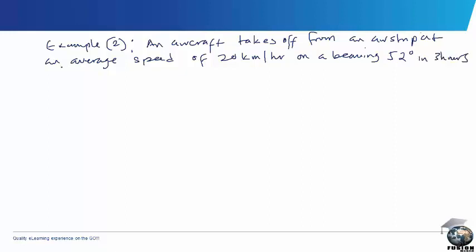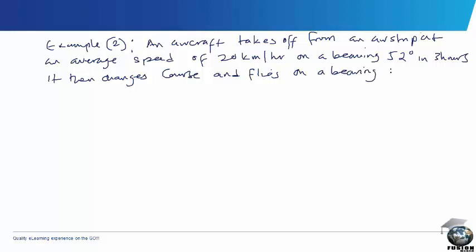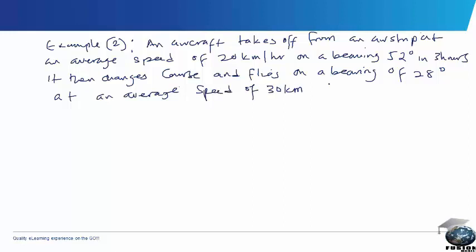And then you're told that it then changes its course, and flies on a bearing of 28 degrees at an average speed of 30 kilometers per hour for another 1.5 hours.